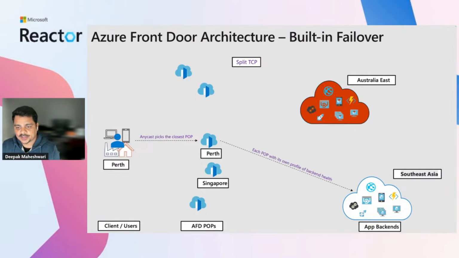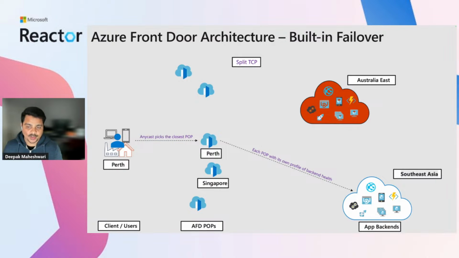Now, what happens if my backend is unavailable? Maybe Australia East has an outage, and I'm looking for geo redundancy, and I have also got my website running in, let's say, Southeast Asia, which is Singapore. Since I'm connected to the edge and it's using Anycast and split TCP, my session will be moved to the next backend. In this case, I've got only two backends. The next backend is Singapore. So I will now be connected to the backend in Singapore.